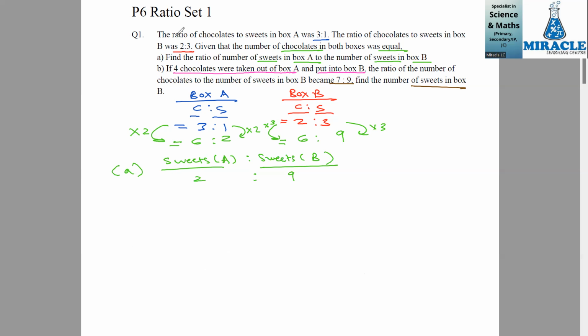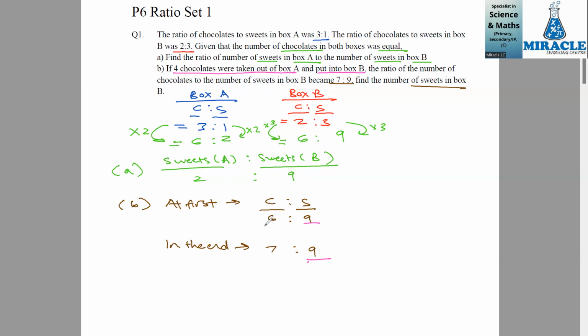So our old ratio, so at first, we know that the ratio of chocolates to sweets in box B is equal to 6:9. And we know that in the end, the ratio is 7:9. So remember that our identical variable is the number of sweets. And over here, we realize that they are both at 9. So we can immediately compare the number of units at first and in the end for chocolates.